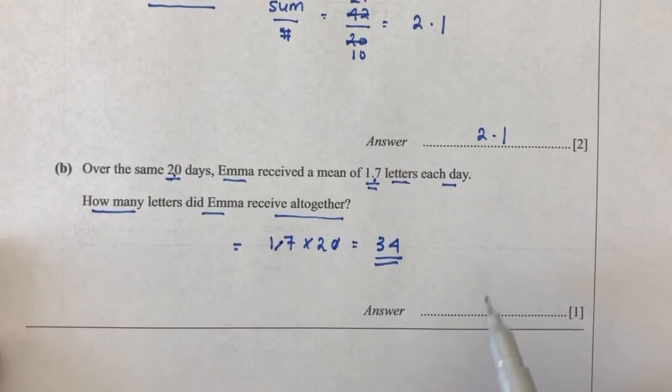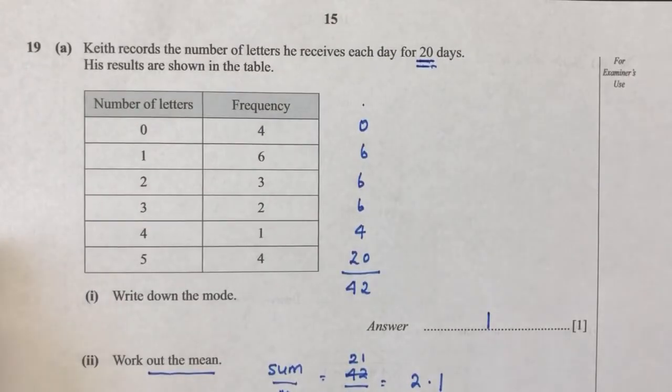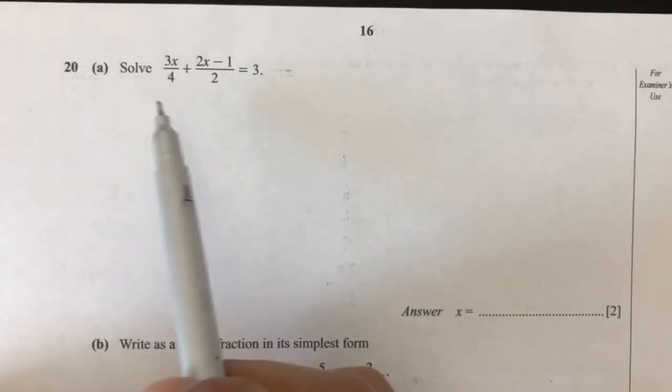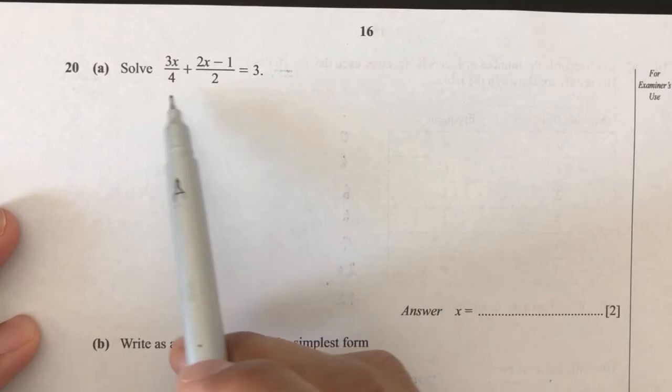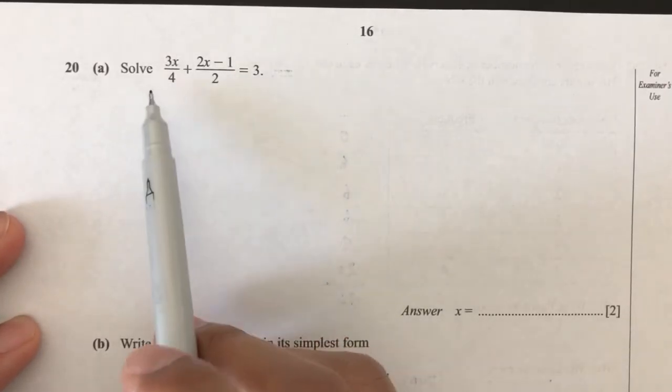So the answer will be she received 34 letters over the 20 days. And that is question number 19. Question number 20, part A. Solve this equation. What we can do is first find the LCM on the left hand side. So let's take one by one.